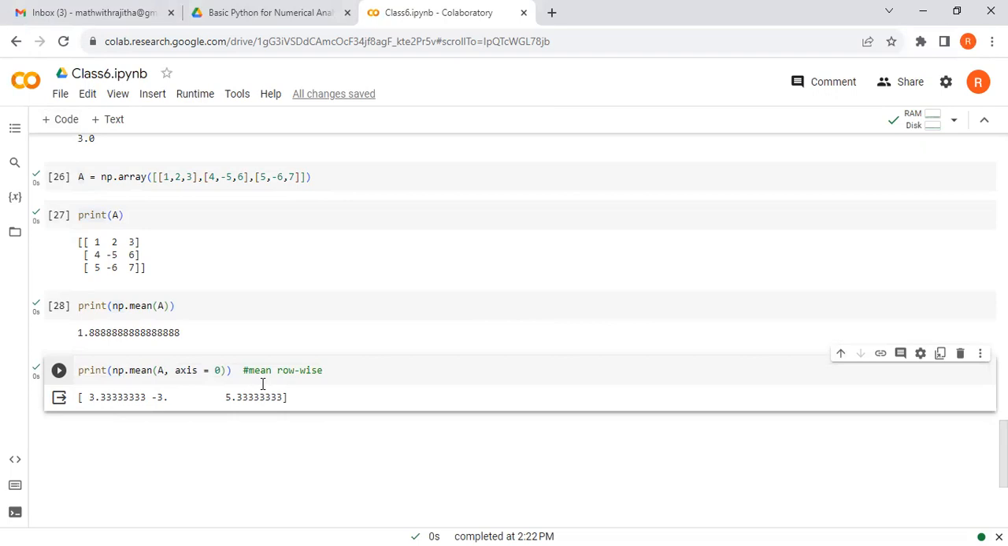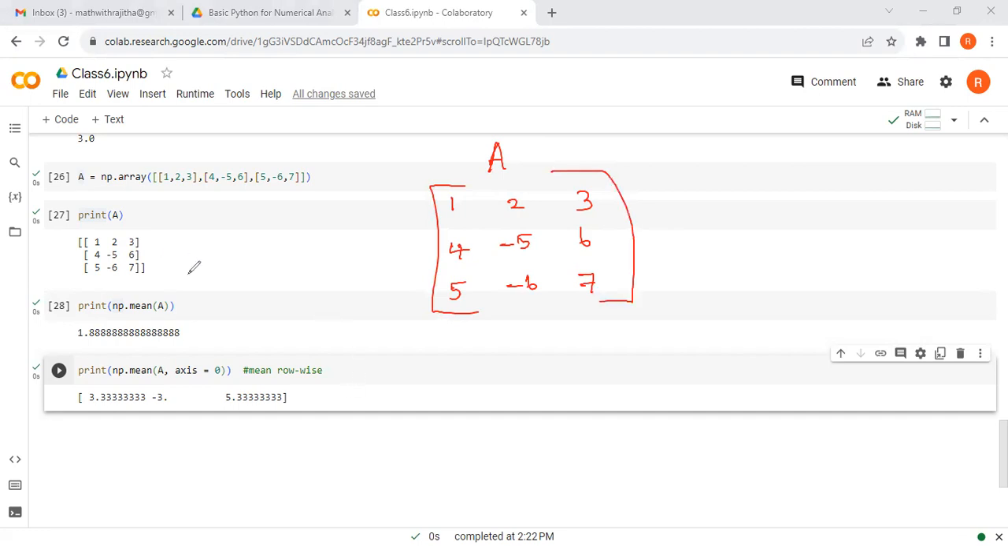Okay. Let me write that one. So my matrix A is 1, 2, 3, 4, minus 5, 6, 5, minus 6, 7. This is my matrix A. That's fine. Now, what is this axis 0? Axis 0 is this direction, and this direction is axis 1.